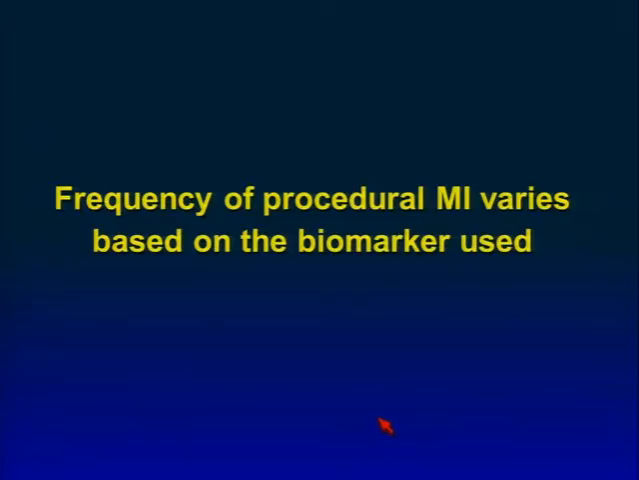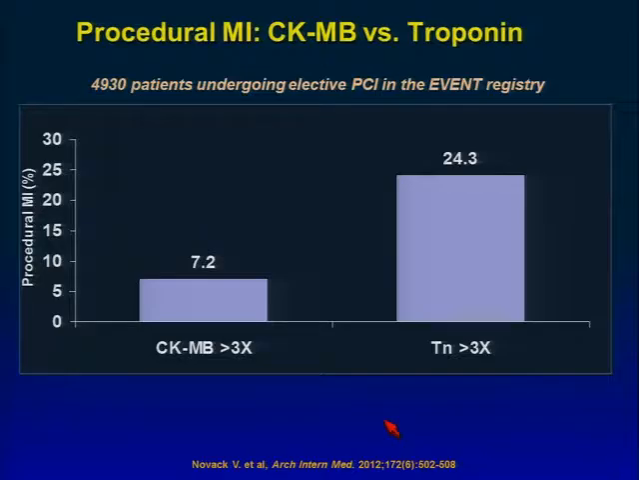So this is data from the EVENT registry in 4,900 patients undergoing elective PCI. And if you were to use CKMB as the marker, the procedural MI rate was 7.2%. And if you were to use troponins, this actually increased threefold, to a 24% procedural MI rate.